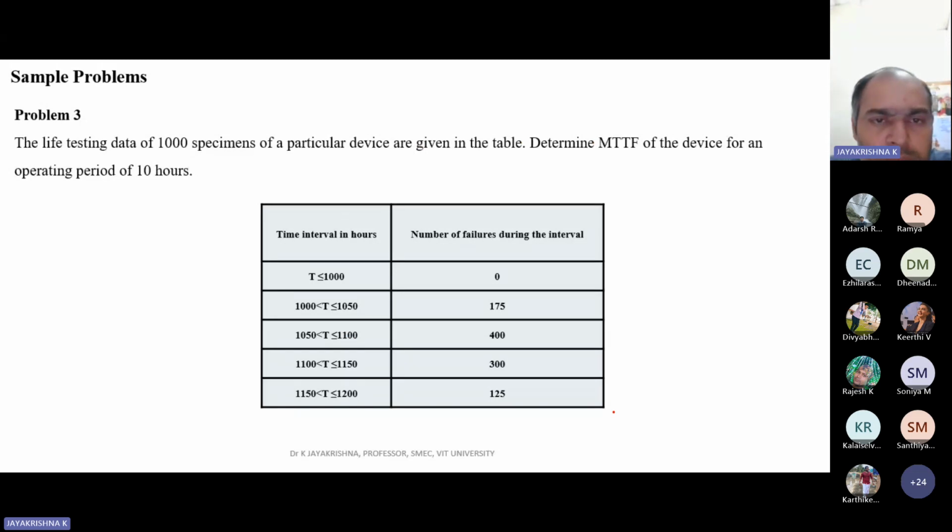Next, this is another case. The life study data of 1,000 specimens of a particular device are shown in the table. Determine the MTTF of the device for an operating period of 10 hours. Operating time is 10 hours.